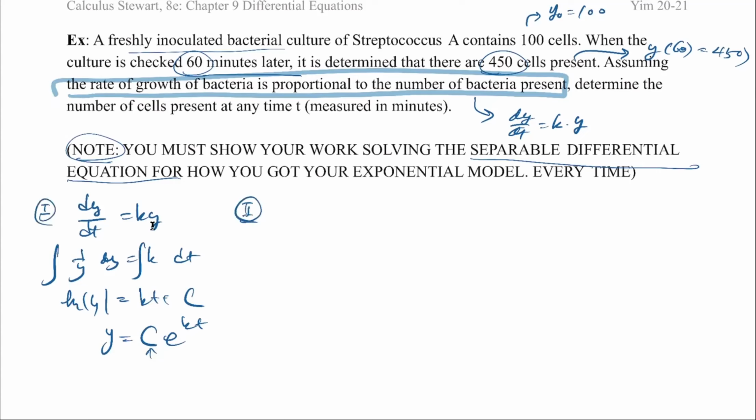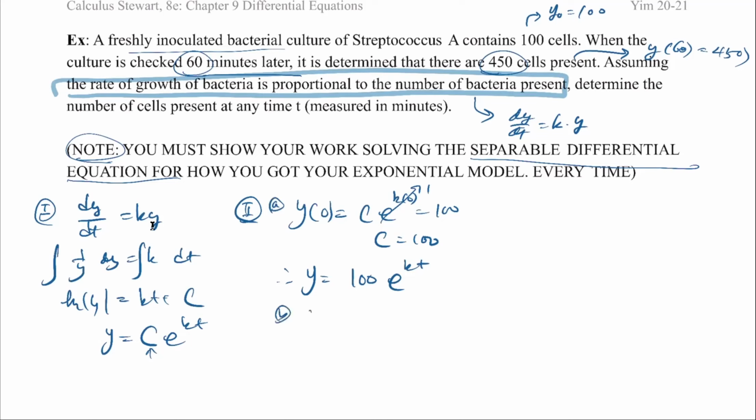The second thing over here is that y of 0 is c times e to the k times 0, which is 100. I forgot to put a 0 right there. So this thing becomes 1, so c is 100. Therefore, y is equal to 100 e to the kt. Now, if instead you said, since y naught is equal to 100, then that's true, I'm okay with that too.